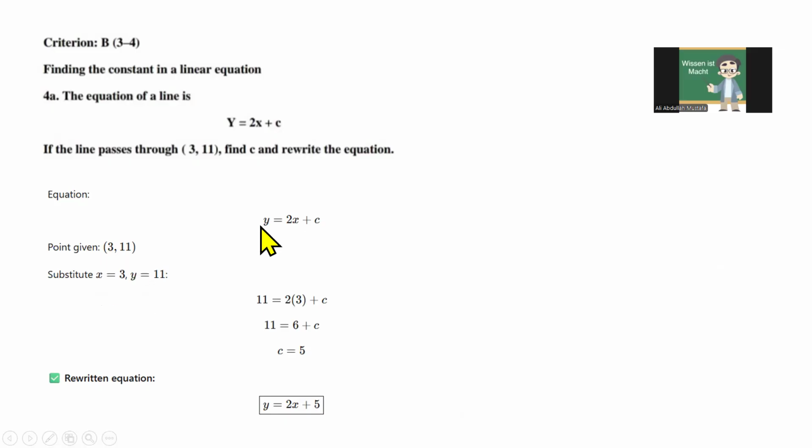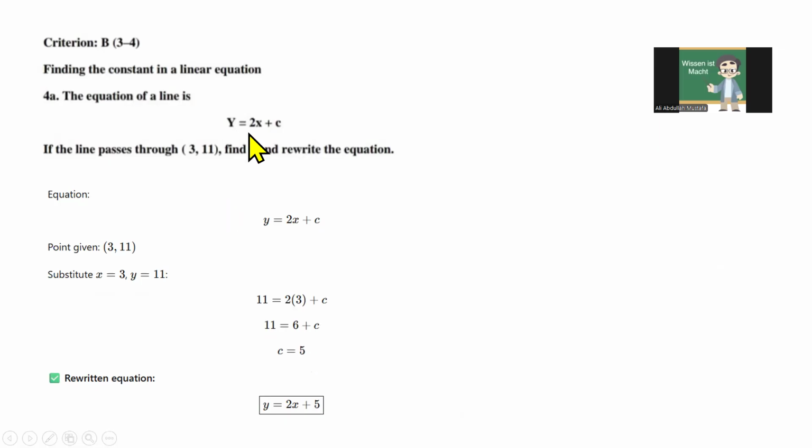So you put here y as 11 and x as 3 in the place of x. This x is just like a cup. You bring the 3 and you put it in the x. It's going to be 2 times 3. So 2 times 3 is 6, and 11. You bring 6 to the other side, it's going to be minus 6. Minus 6 plus 11 is 5. So c is 5.